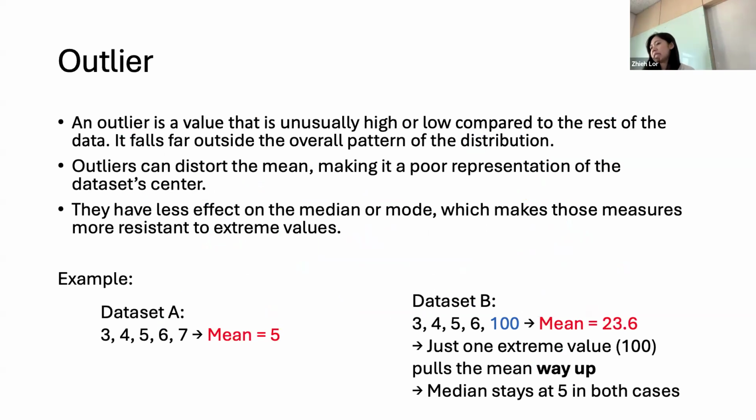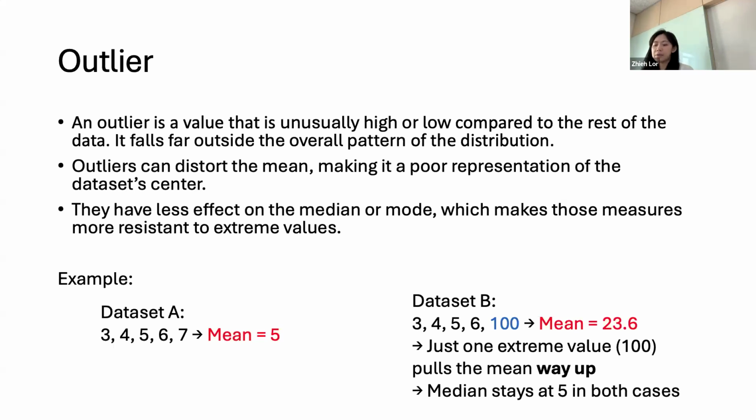An outlier is a value that is unusually high or too low compared to the rest of the data. You see, it actually falls far outside of the overall pattern of the distribution. So if you have an outlier with a really, really extreme score, it can actually affect your overall distribution or the representation of your data center.